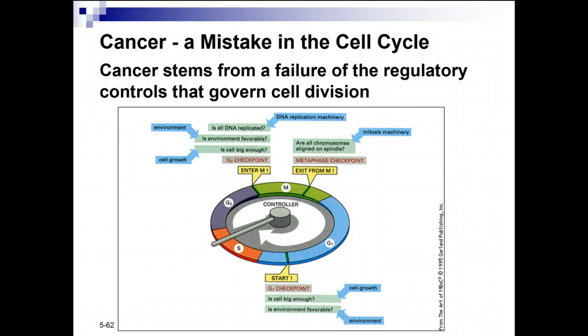Cancer stems from a failure of the regulatory controls that govern cell division. As mentioned previously, there are checkpoints during the cell division cycle. If the cell fails these checkpoints and the cell does not kill itself through apoptosis, it could potentially become a tumor, which can lead to cancer. Let's talk about mutations. Mutations in DNA are the primary reason why a cell will fail these checkpoints during the cell cycle.